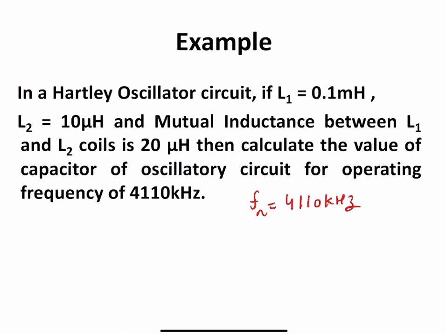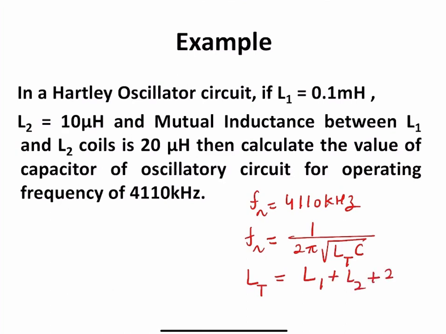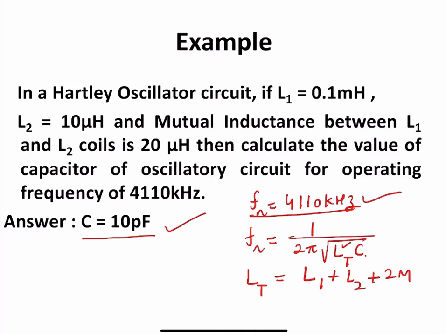To calculate the value of the capacitor, the resonant frequency in the Hartley oscillator, as we already discussed, is 1 by 2 pi root of LT times C. Here mutual inductance exists between L1 and L2, so the total equivalent inductance of the tank circuit will be L1 plus L2 plus twice the mutual inductance. By putting in the values of L1, L2 and M, you can compute LT. Then by putting in the value of LT, you will compute the value of C for the given resonant frequency. Then you will get C equal to 10 picofarad. This is the solution of this particular example.